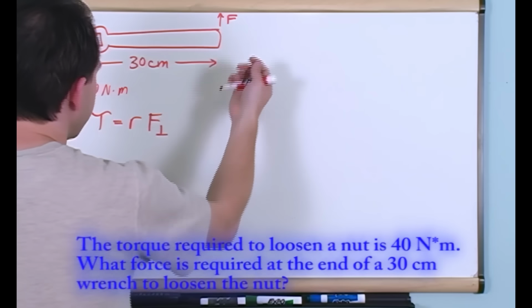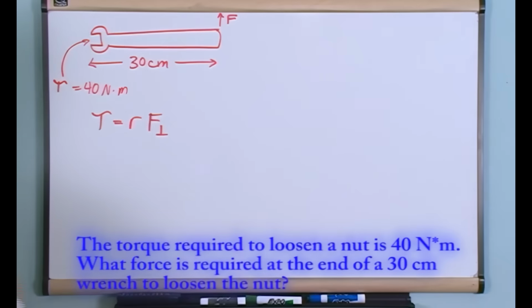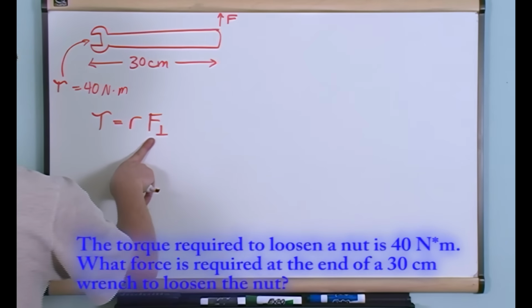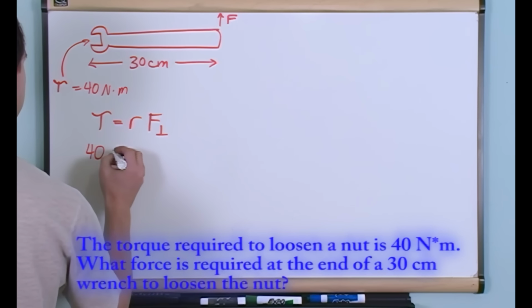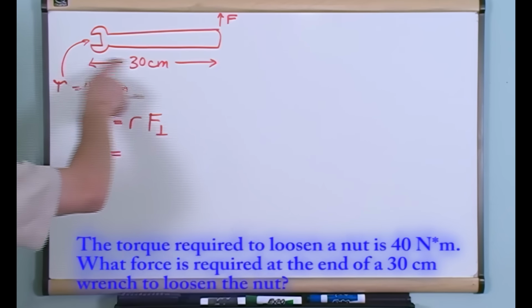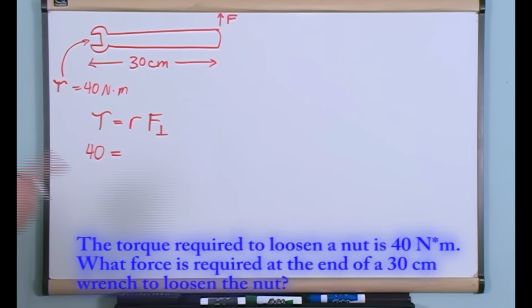Now, in this case with a wrench, you're going to be pushing perpendicular to it. That's our assumption here. What you want to do is find this force. So the torque is 40 Newton meters. The length of the wrench is 30 centimeters, but never forget you've got to be dealing in the proper units.